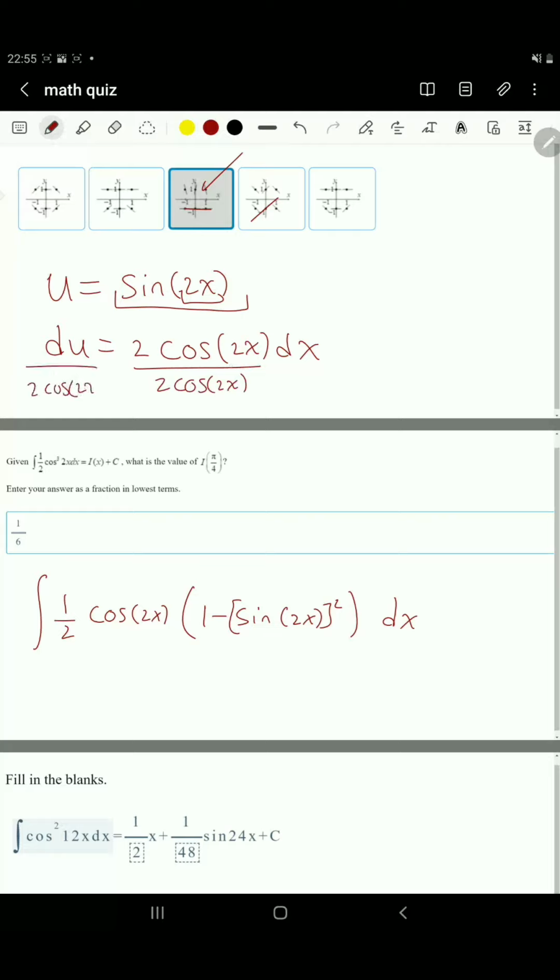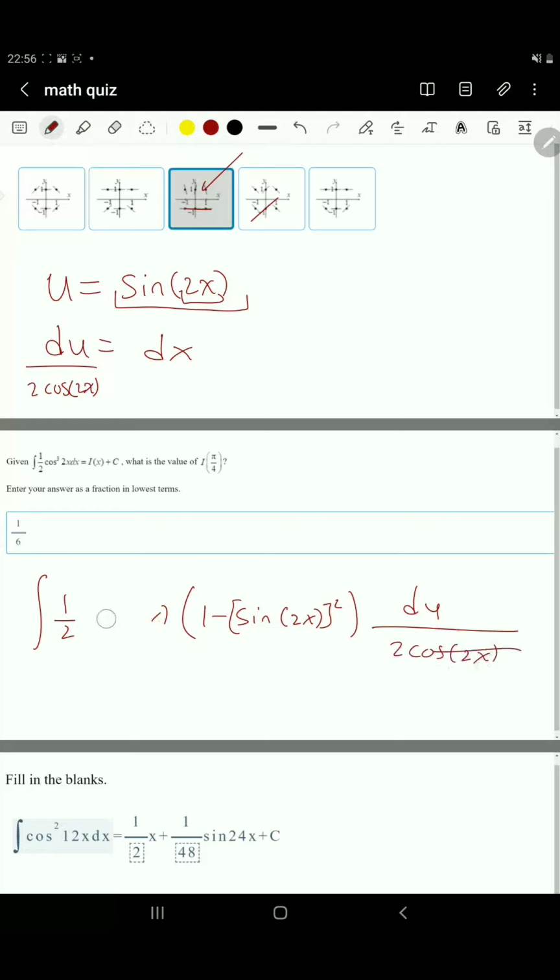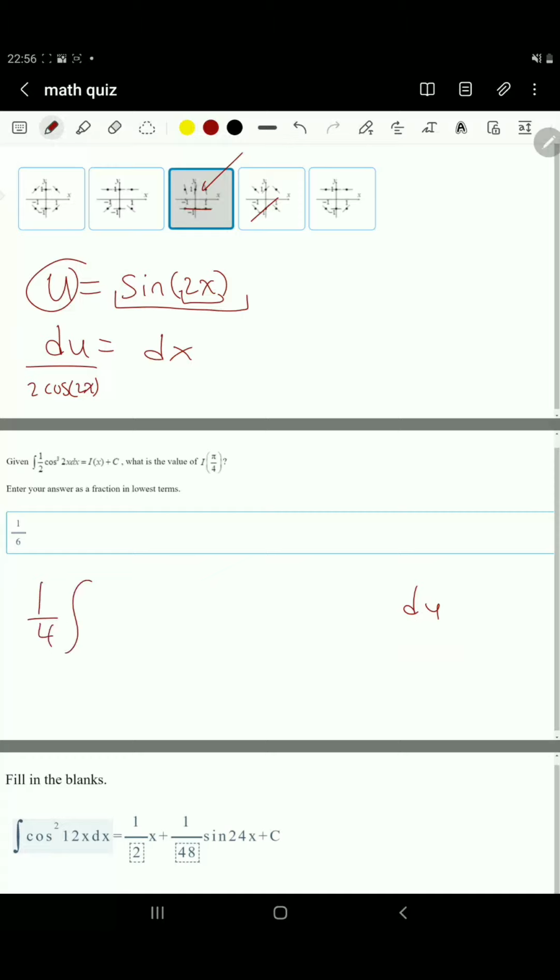So this is what happens. That cancels out. So dx is du over 2 cosine 2x. Cosine 2x cancels out. Sine 2x is just u, so that's just u squared. That's another half, so you put half there. Half multiplied by half is 1 over 4. So you have 1 over 4, the integral of 1 minus u squared du.